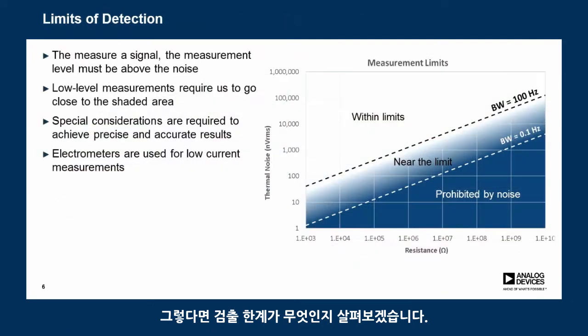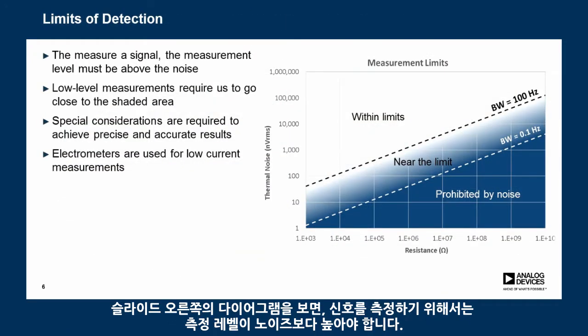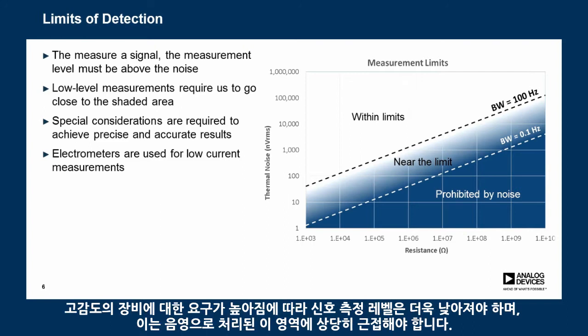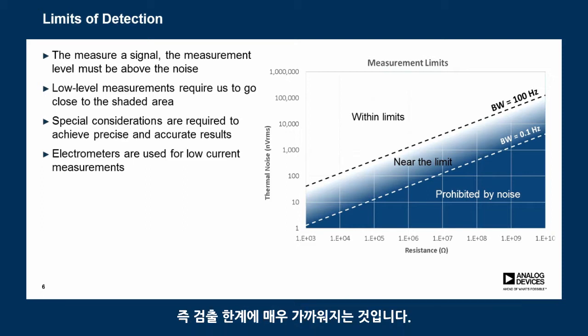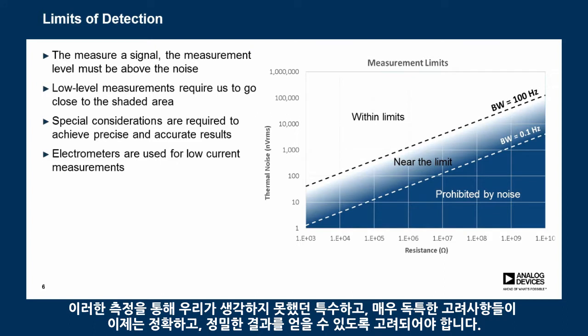So let us look at what is the limit of detection out there. Take a look at the diagram on the right of the slide. To measure a signal, the measurement level has to be above the noise. And as the need for higher sensitivity equipment increases, there's a need for lower and lower level of signal measurements. And this requires us to go very close to the shaded area. We are very close to the limit of detection. And with these measurements, special and very unique considerations that we otherwise would not think of now have to be taken into account to allow us to achieve really precise and accurate results.